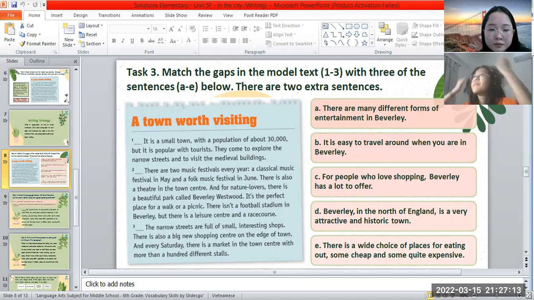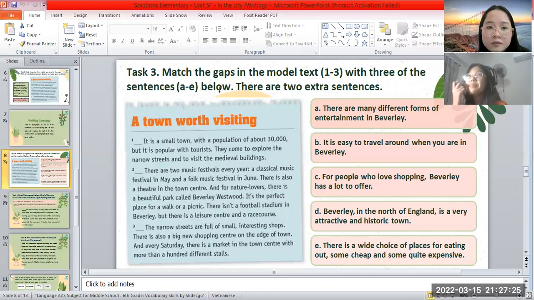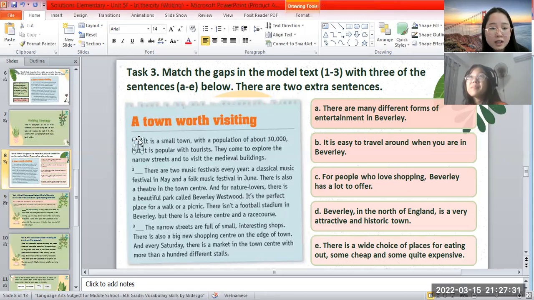Okay, I'm done. Okay, very good. Now give me the answers for gap number 1. Number one, I think, is B. Number one is B.